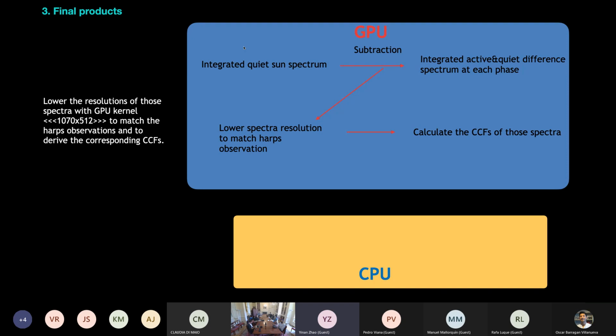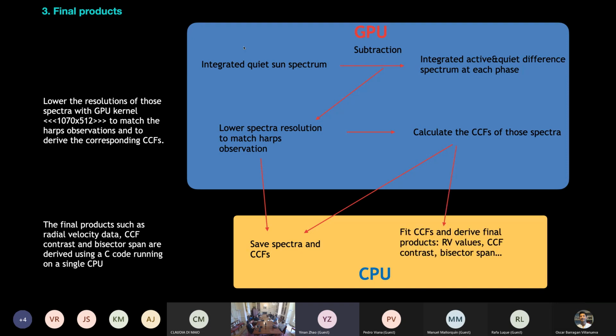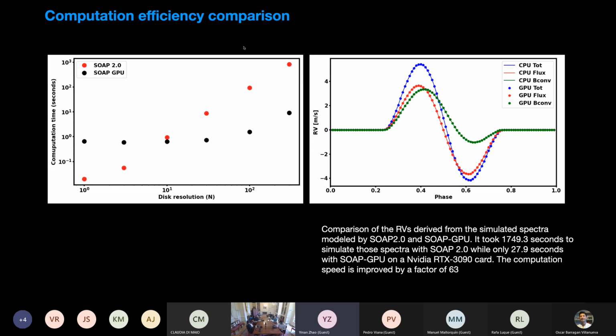So after we get the CCFs and the activity spectrum, we can copy it back to the CPU and save it on our computer disk. And we also need to use the minimization algorithm to calculate the final RV products, like the RV values, the CCF contrast and the bisector span, with the CPU. So basically, that's how the SOAP GPU works.